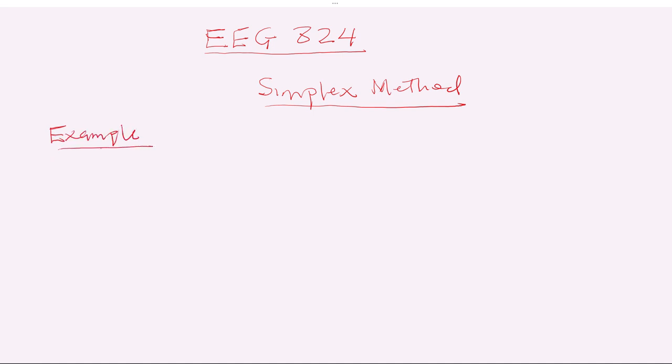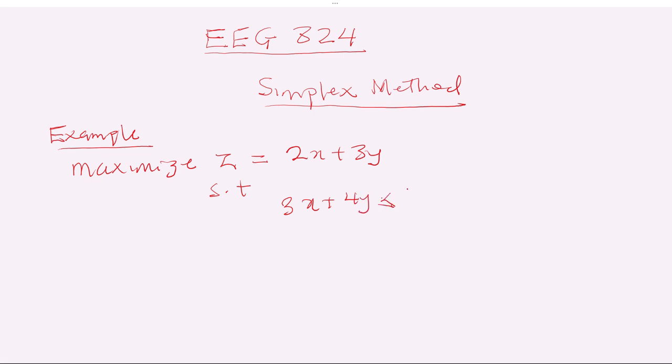So what's the example going to be about? It's going to be a maximization problem. Maximization of z equals 2x plus 3y, subject to 3x plus 4y less than or equal to 18, right?